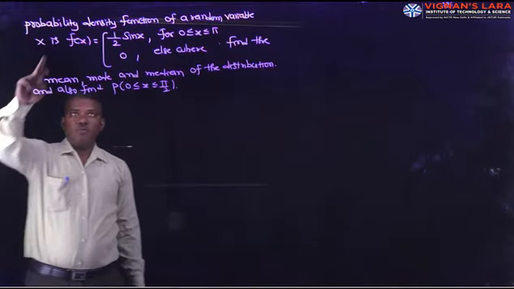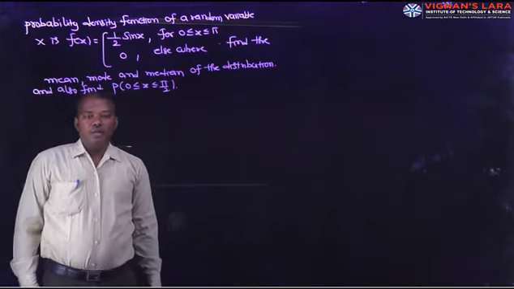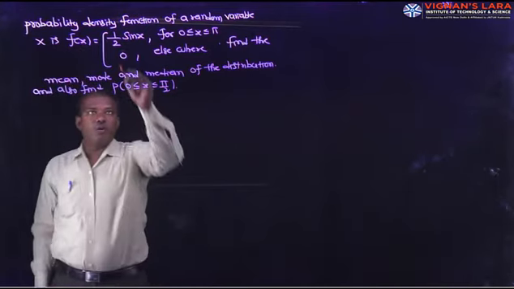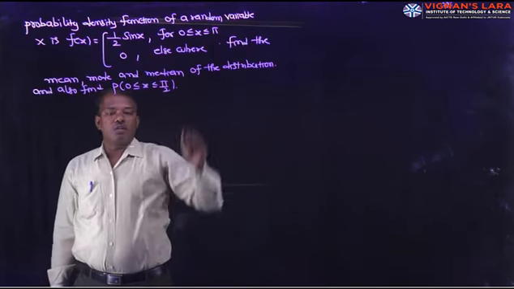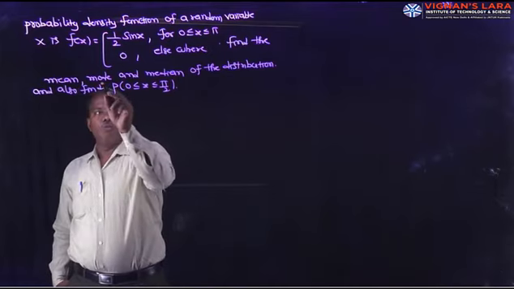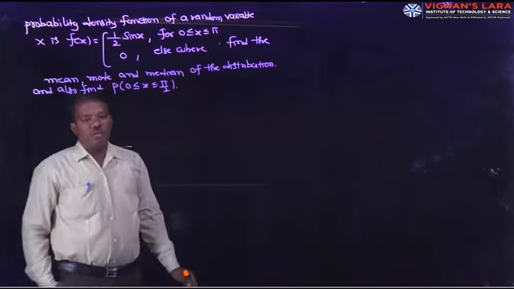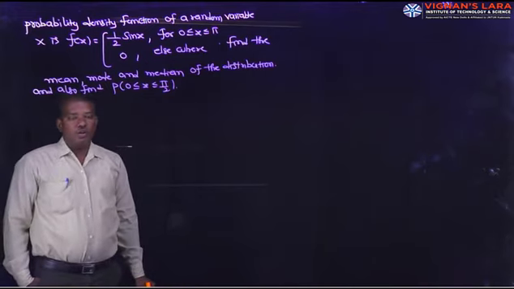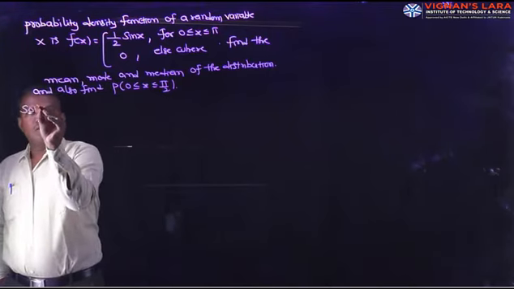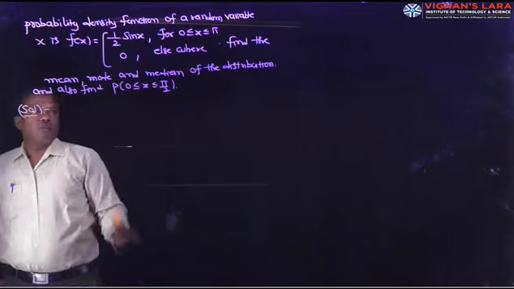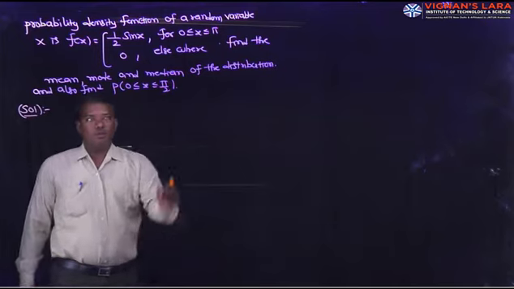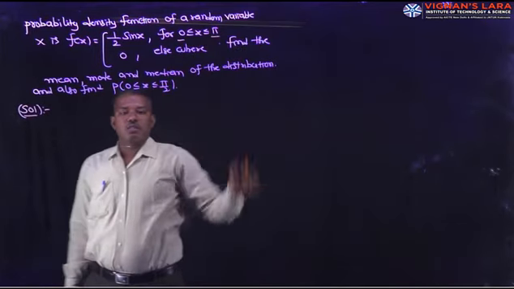Now the next problem: the probability density function PDF of a random variable capital X is f of x equal to 1 by 2 into sin x for 0 less than or equal to x less than or equal to pi, 0 elsewhere. Find the mean, mode and median of the distribution. Also find the probability between 0 and pi by 2. What is f of x here? 1 by 2 sin x for 0 less than or equal to x less than or equal to pi, 0 elsewhere. So what is the lower limit here? 0. The upper limit is pi.